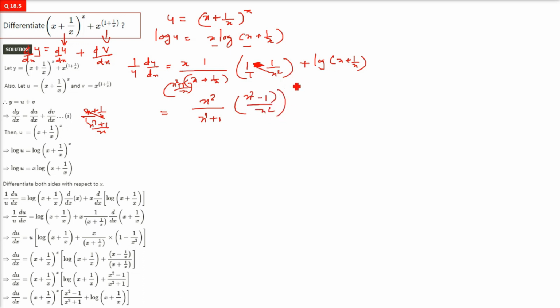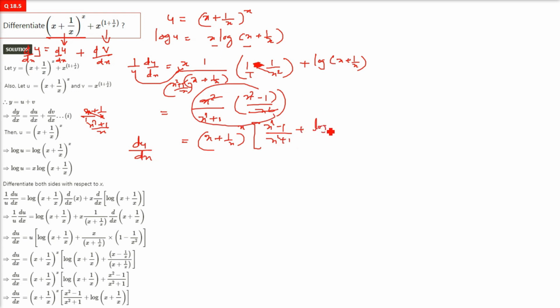So what is the benefit? x square gets cancelled. So du by dx will be equal to x plus 1 by x to the power x. This remains like that, the u. And what did we get inside? We got x square minus 1 divided by x square plus 1, this one, and plus log x plus 1 by x.